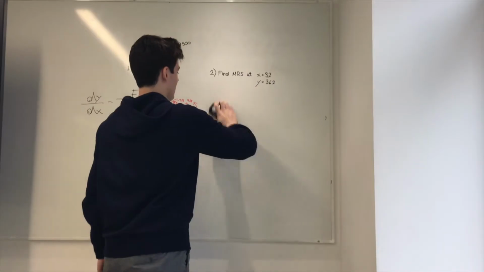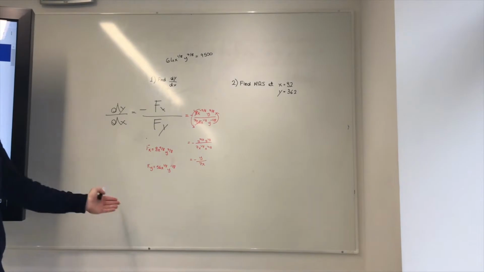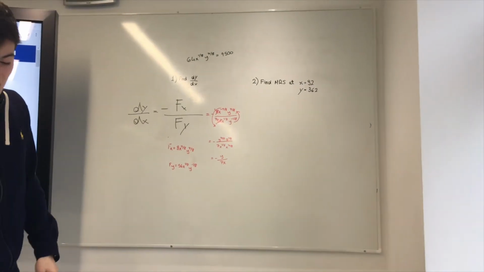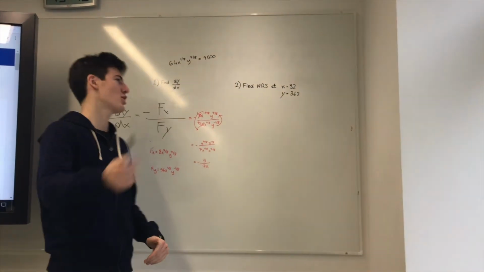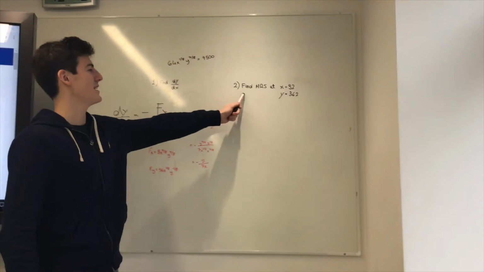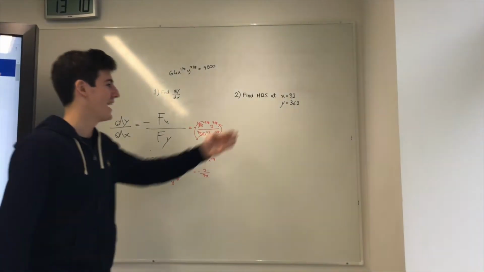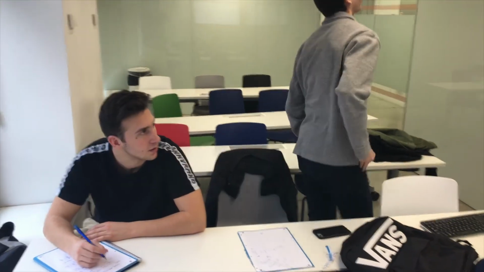So here. Alright guys, now that I explained to you how to get this formula, that dy over dx equals minus fx over fy, I have to ask one of you, I think Stefan, to come outside and explain to us please how to find the marginal rate of substitution at x equals 92 and y equals 362. Alright, yeah, sure. Good luck.